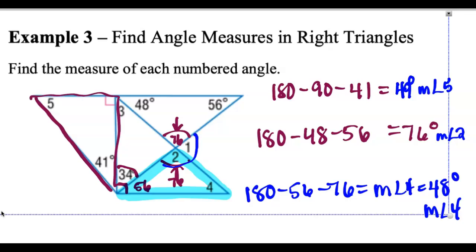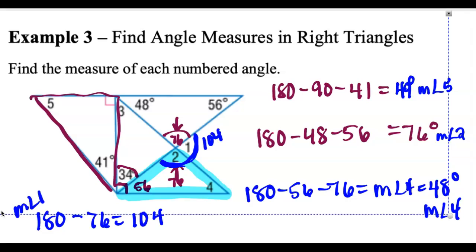The measure of angle 1, you could get that several ways, but in this case, I'm going to use the fact that these two are a linear pair. So to figure out the measure of angle 1, I'm going to take 180 minus 76, and that will give me 104. So if the measure of angle 1 is 104, we can then go on to figure out the rest of our triangle. Okay, so let's see. That means this would be 104.